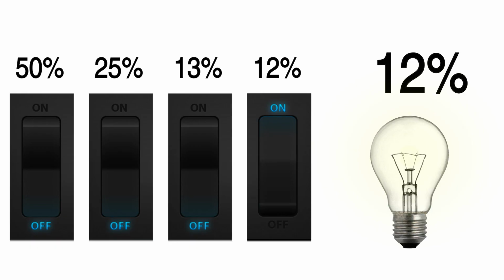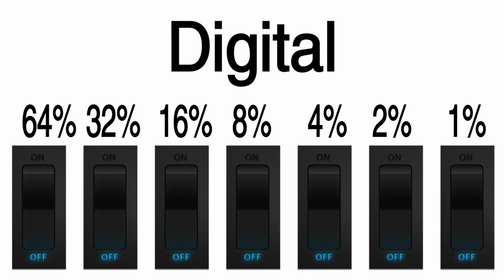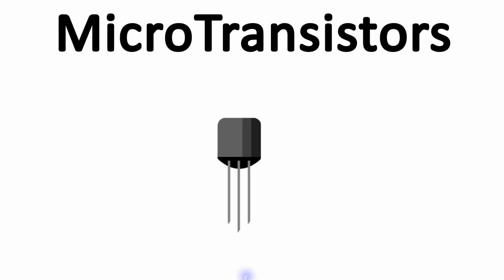If we wanted even more specific intervals, we could just add more switches with more unique values until we had literally one as small as 1%, or even less. With this setup here, we could have any whole number between 0 and 100, and even a good bit more than that. This is digital. In fact, this concept is exactly how binary works, as I've talked about in my earlier video. But instead of light switches, it's with microtransistors.